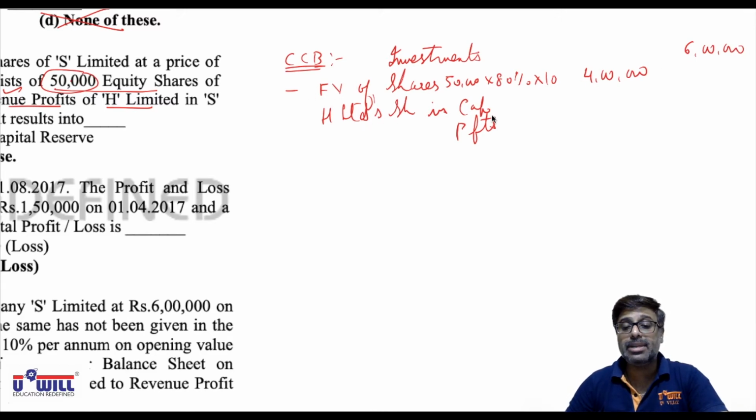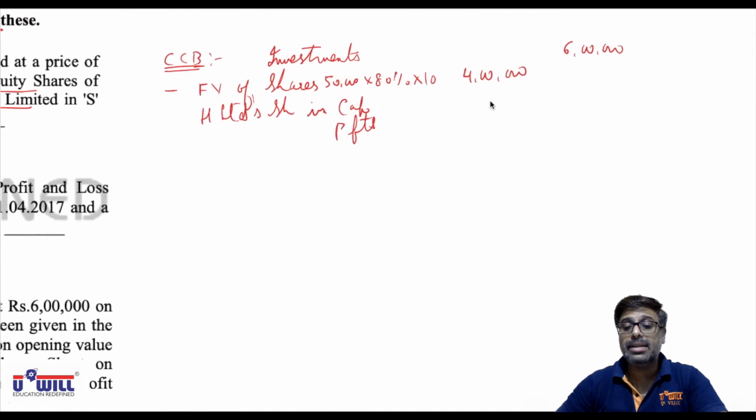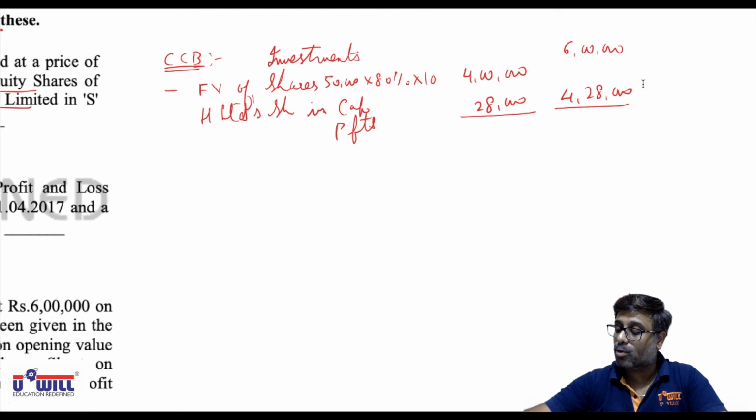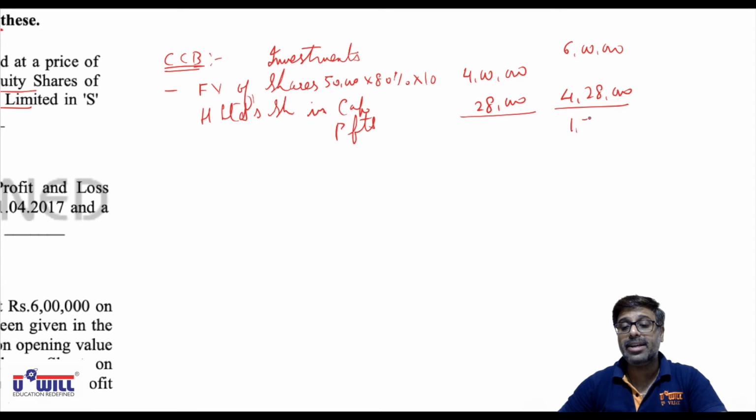And what is H Limited's share in capital profits? If the share of capital profits and revenue profits of H Limited and S Limited are 28,000 and 1 lakh. So 28,000 is the share of H Limited in capital profits. 4,28,000 if we subtract from 6 lakhs, then 1,72,000.